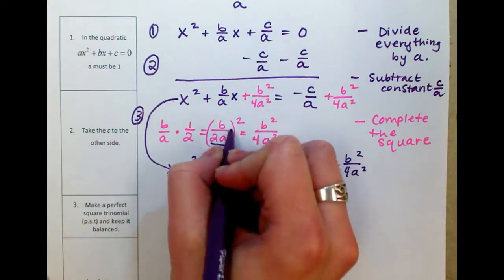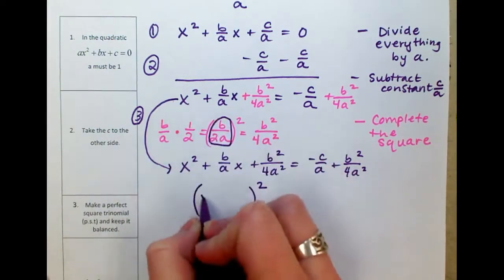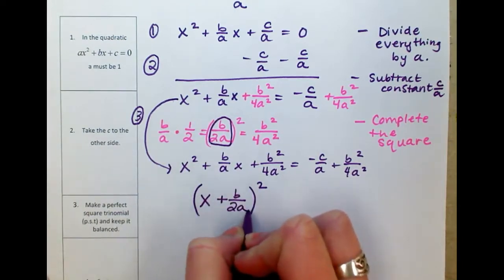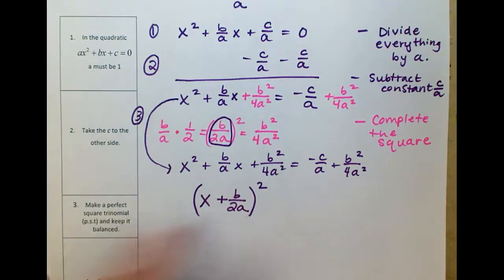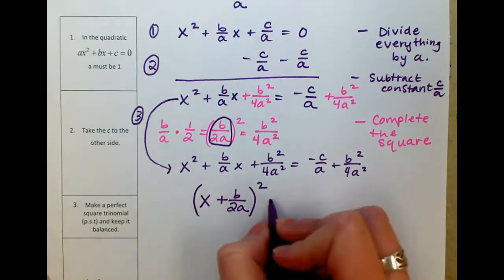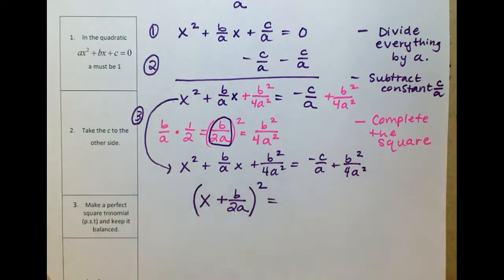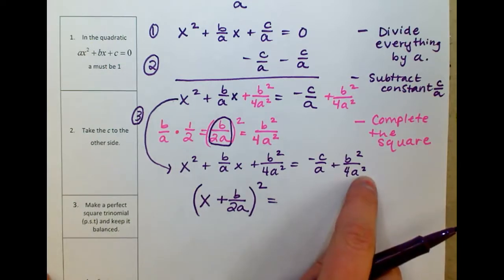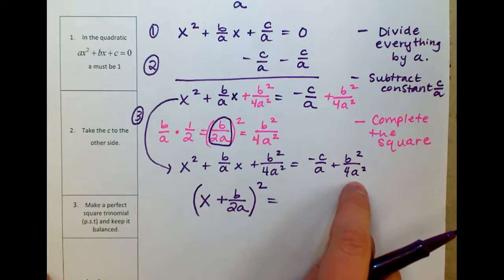So b over 2a is going to be positive b over 2a, the perfect square binomial. All right, let's clean up the right side of the equation now. I've got two fractions added together. However, I can't actually add these fractions together. I have to have a common denominator to add the squares together.